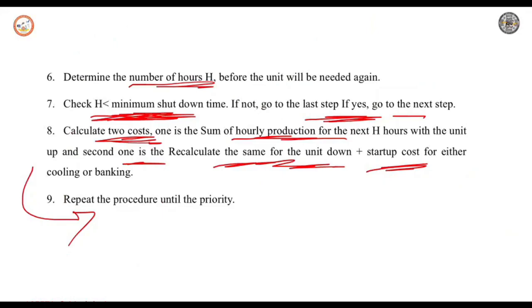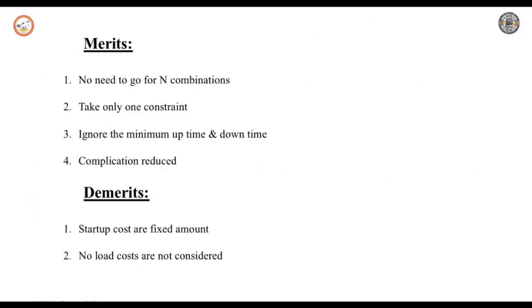Next, let us see the merits and demerits of this priority list method. The merit is that we need not go for n number of combinations. Once you prepare the priority list, that is the final list. You need not check whether unit 1, unit 2, or unit 3 satisfies the load, or unit 1 and unit 3 satisfy the load. So you need not check the combinations.